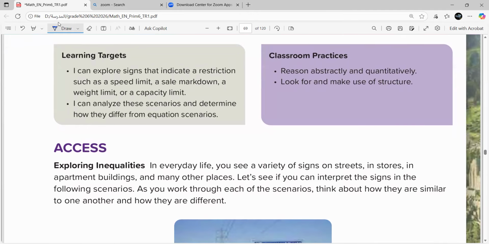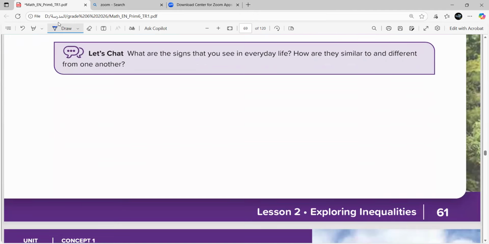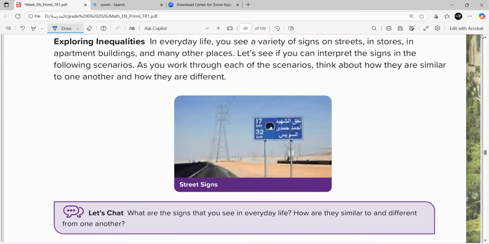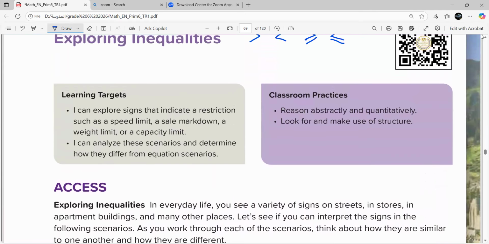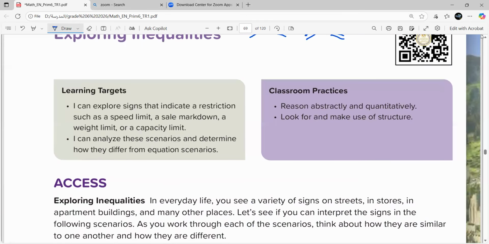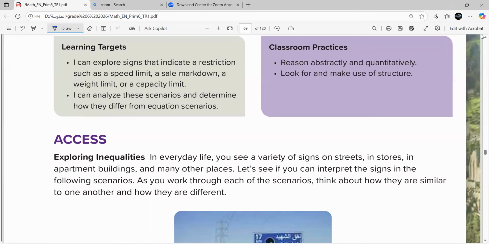Open your book, please, page number 61. Your math book, page number 61, and read with me this learning target. I can explore signs that indicate a restriction, such as a speed limit, a sale markdown, a weight limit, or a capacity limit, and so on. We will study some real life problems about how to use the signs of the inequality.